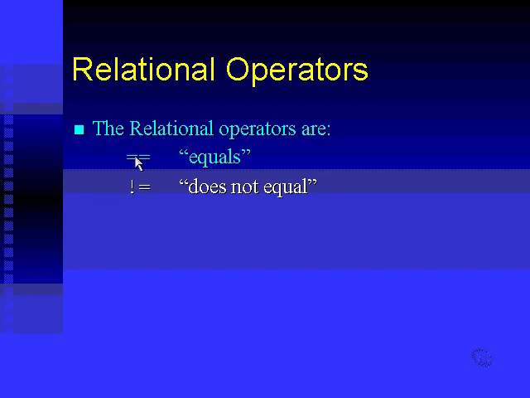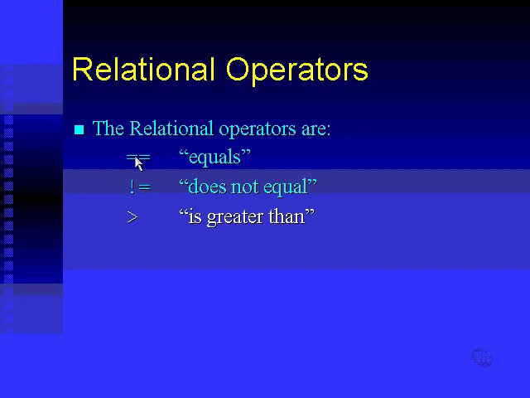Okay. We've also got apostrophe equals. When we see the symbol apostrophe, we always think of the word not. So we read apostrophe equals as not equals or does not equal. In other words, if x does not equal y, blah blah blah.